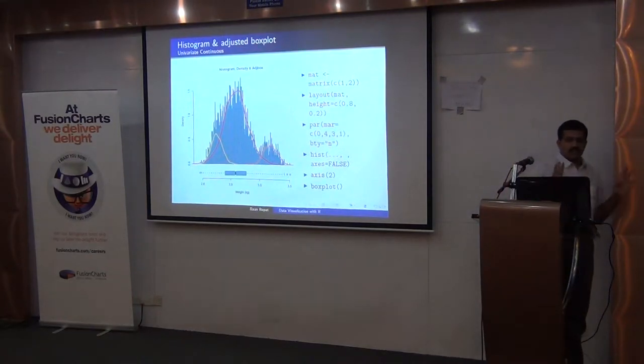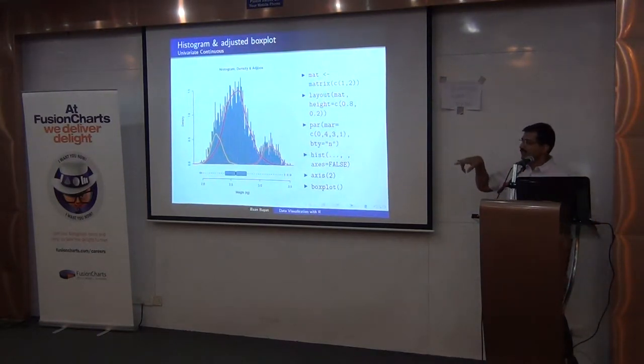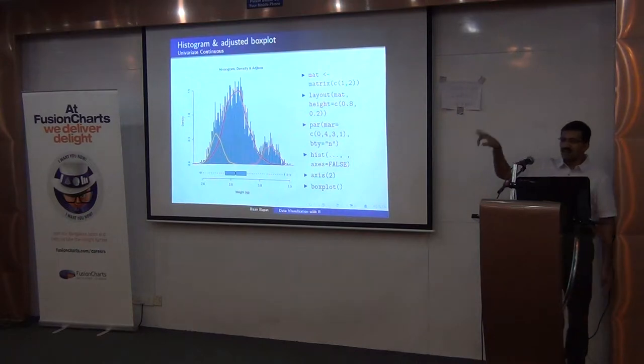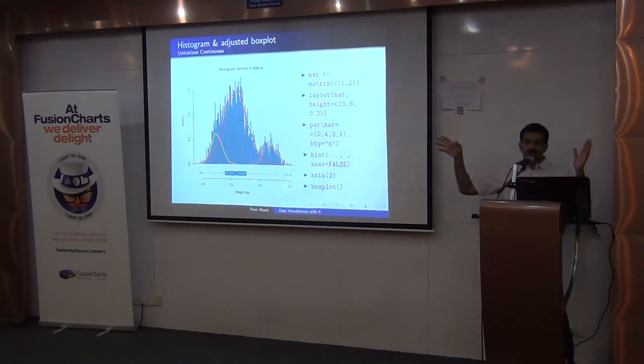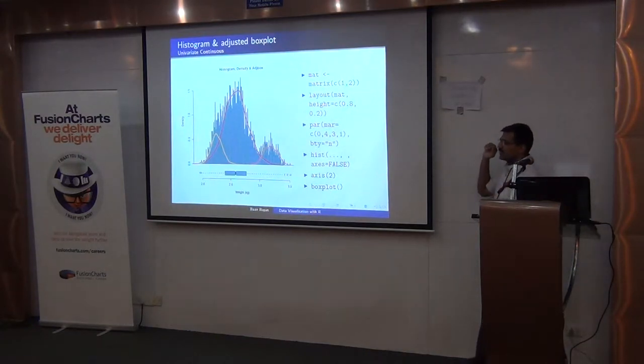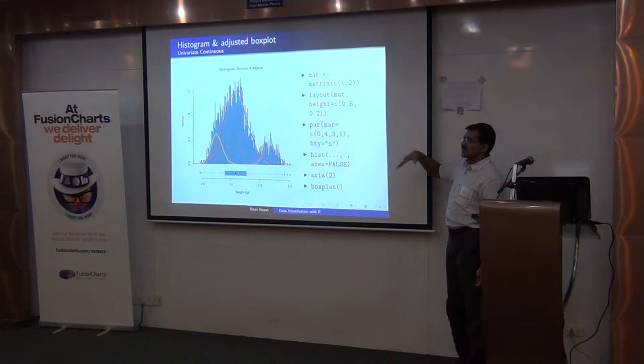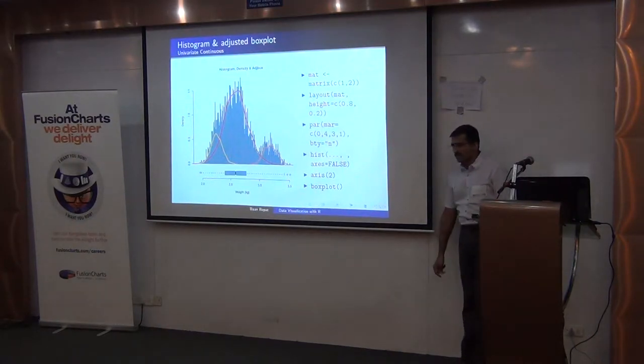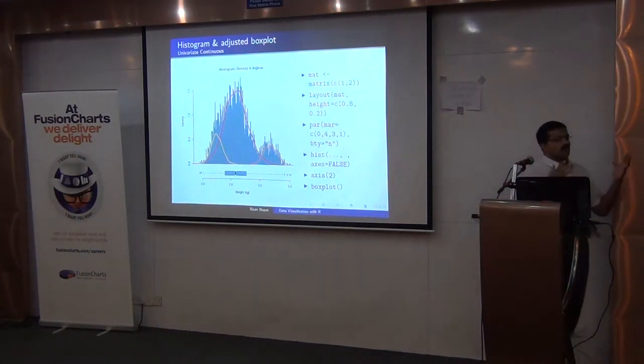Okay. Of course, I have done some more scaling so that the histogram and the box plot have a common scale. So in the histogram, I have specified that I want it to range from 0 to 35. In fact, 0 to 35. Okay. So that in both the cases, the same scale is used. So that's how you can combine plots and so on.